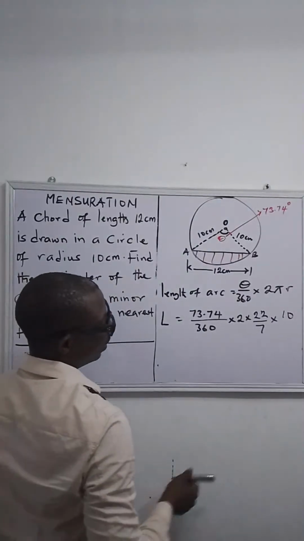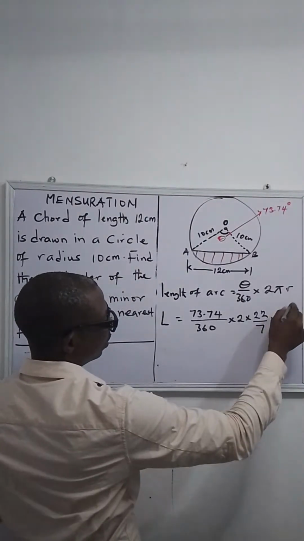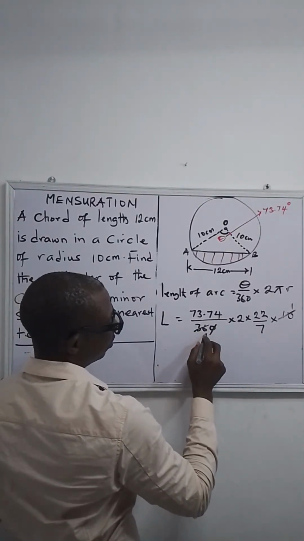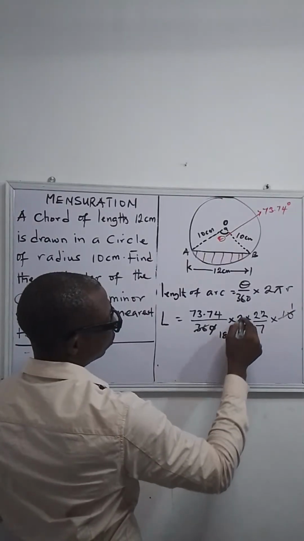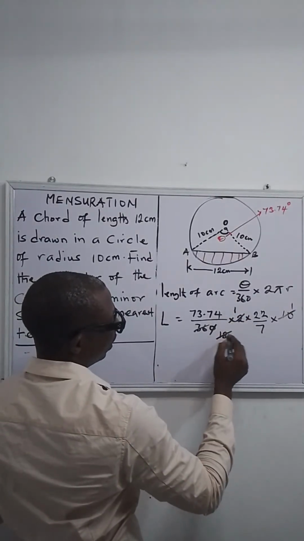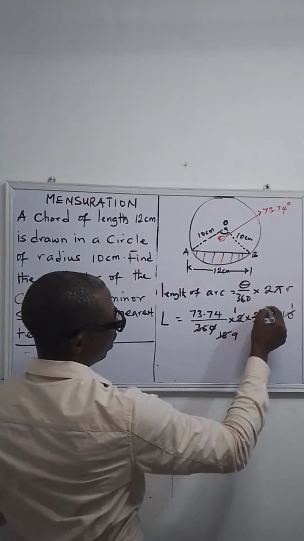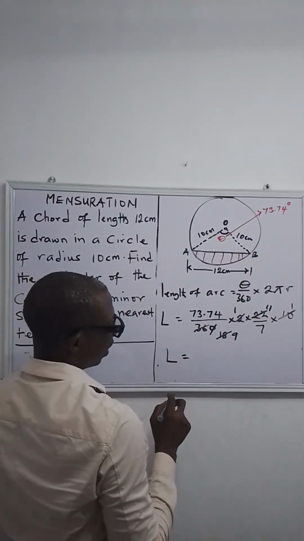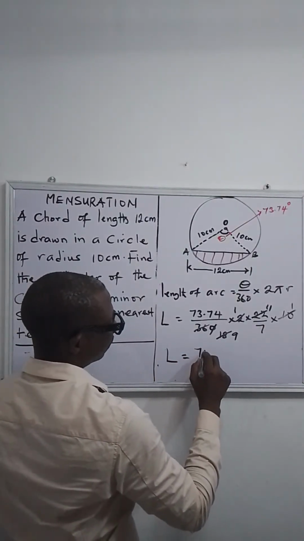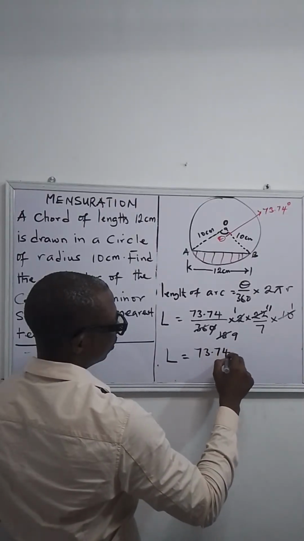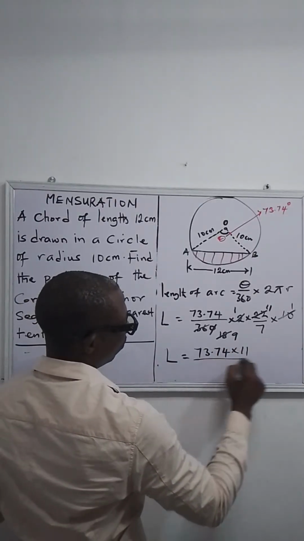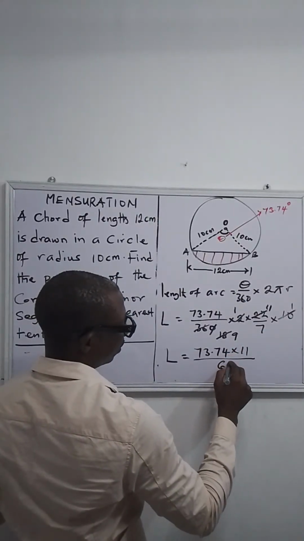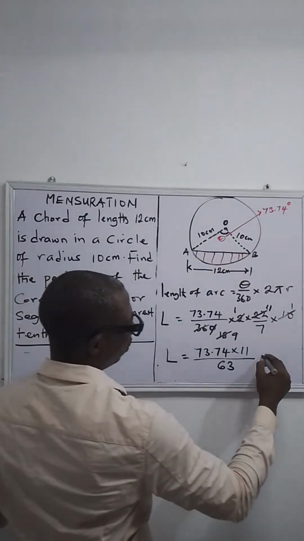Okay, can we simplify this? Now 10 goes here 1, 10 goes here 36, 2 goes here 18, 2 goes here 1, 2 goes here 9, 2 goes here 11. Okay, so now we have length of arc equals 73.74 times 11 over 9 times 7. That is 63. Okay, so what do you have?